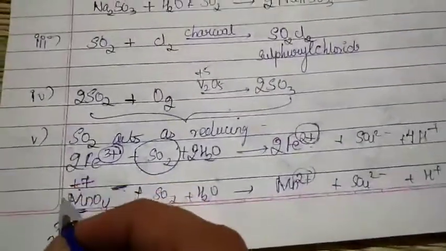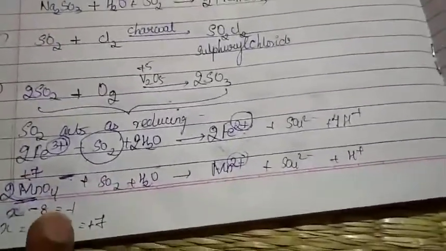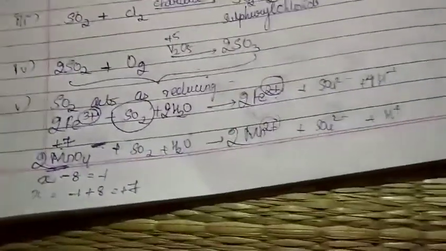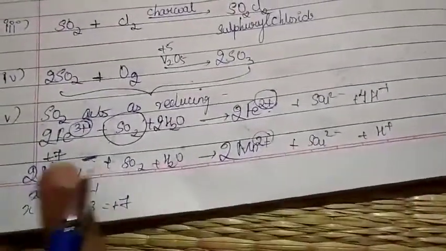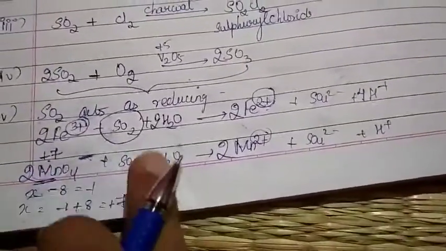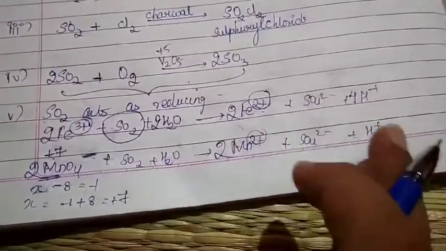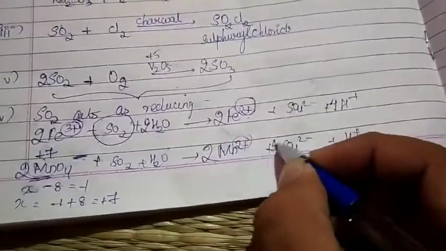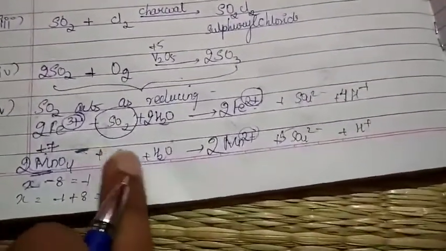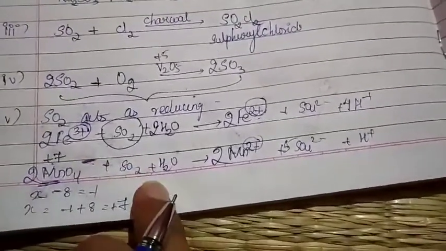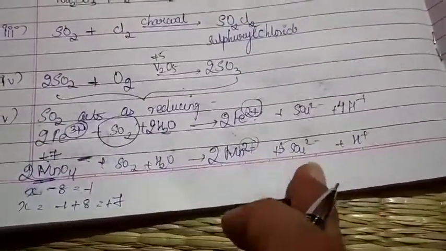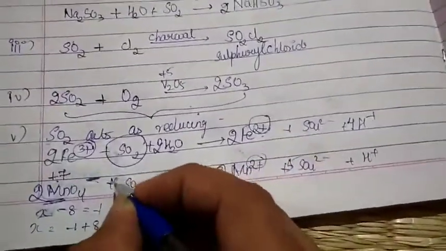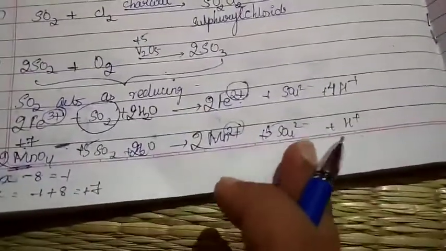In order to balance this, 2 MnO4 minus and 2 Mn2 plus. What about your oxygen? 4 2s are 8 plus 2, 10. On the other side there is SO4 2 minus, so I can write it as 5 SO4 2 minus. 4 2s are 8, 9, 10. Here 5 4s I got as 20. So I can use here 2H2O and 5 SO2, so 5 SO4 2 minus.